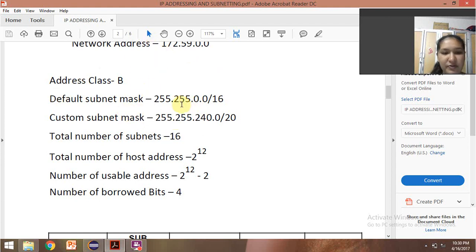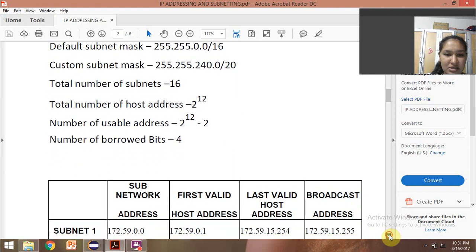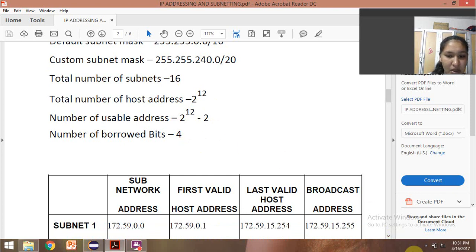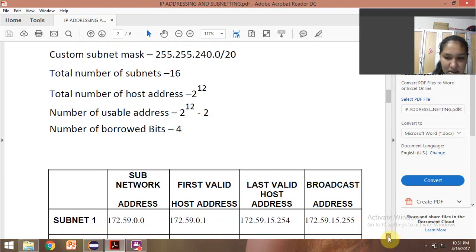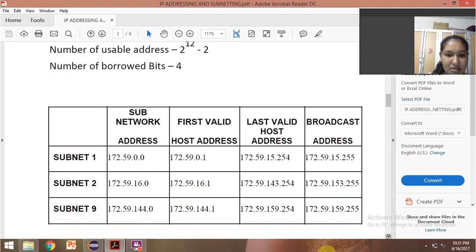Default subnet mask is 255.255.0.0. Here only 2 values are given. Then the custom subnet mask is 255.255.240.0. Total number of subnets is 16. Total number of host addresses is 2 power 12. Number of usable addresses is 2 power 12 minus 2. Number of borrowed bits is 4. To get 16 subnets, we have borrowed 4 bits. Similarly, here also we have to do the same process.